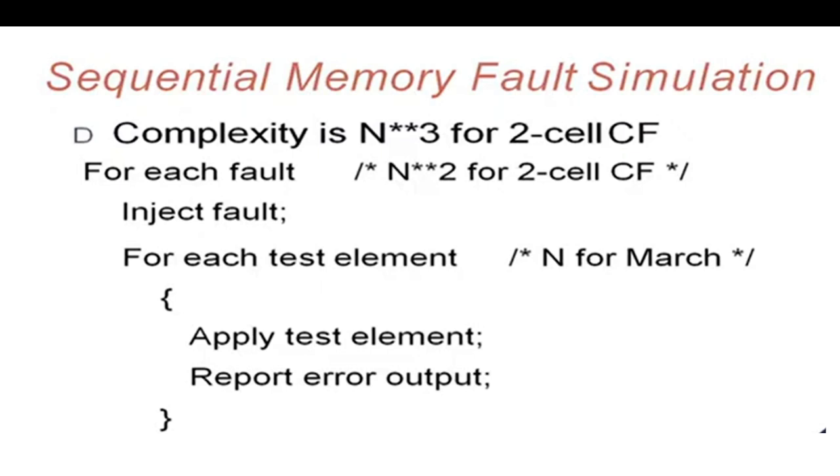So for the sequential memory fault simulation, the complexity is n cube for two cell coupling faults. For each fault, it is n square for two cell coupling faults. So we first inject the fault, then for each test element, n for March, we apply the test element and report the error output.